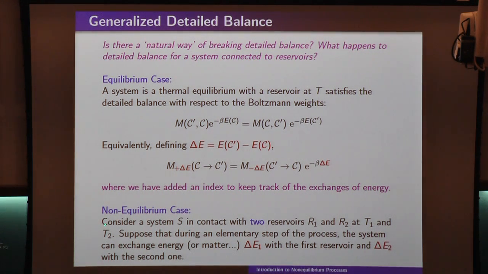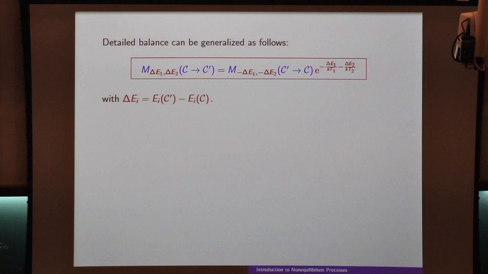Thanks for the question. Now suppose that we are in the non-equilibrium case. We have two reservoirs at different temperatures, T1 and T2, and a system which connects them. Suppose that during an elementary step of the process, the system can exchange energy, matter or particles either with the first reservoir, which we call delta E1, or with the second reservoir, delta E2. There will be a kind of local detailed balance. So detailed balance can be generalized as follows. Now we keep track of the two indices, which represent the exchange with the first and the second reservoir.